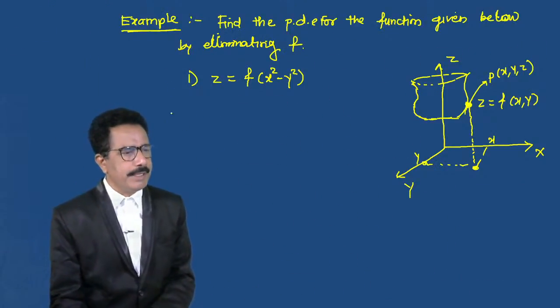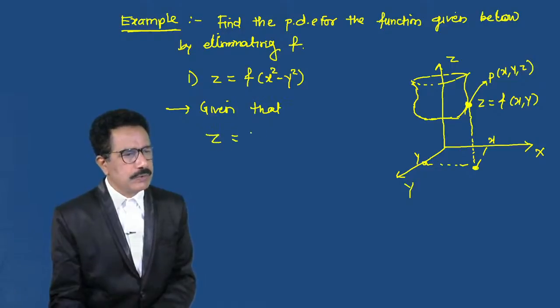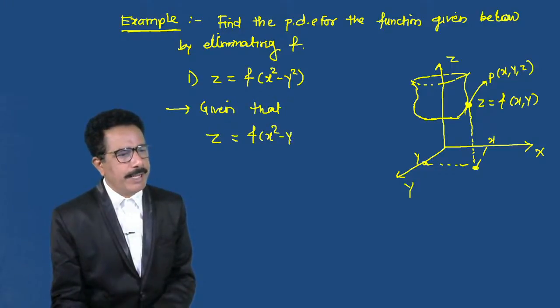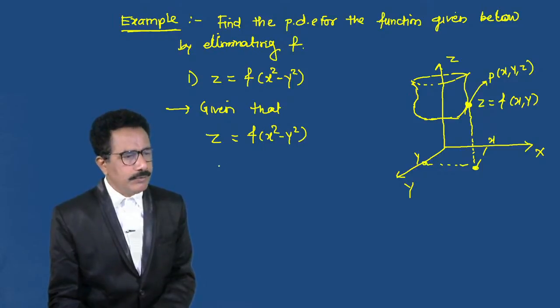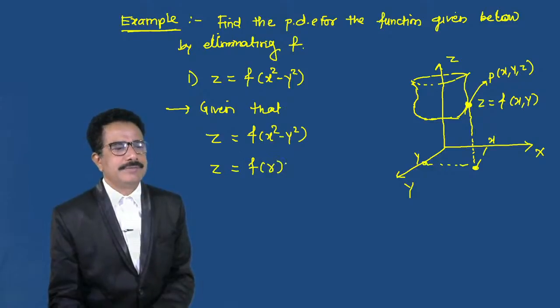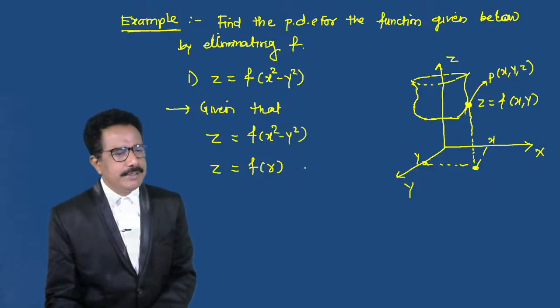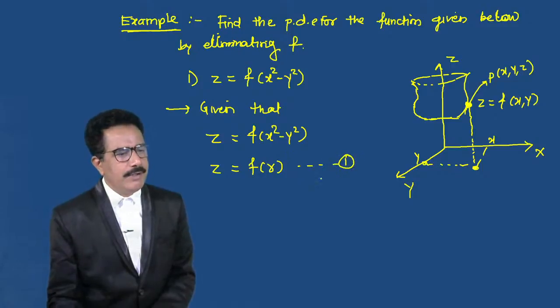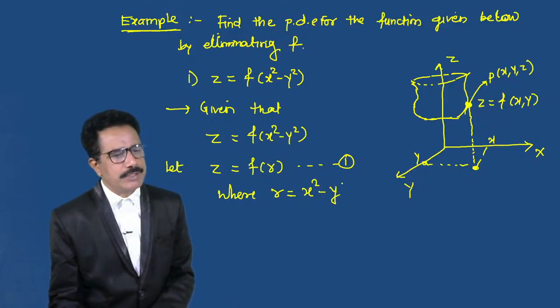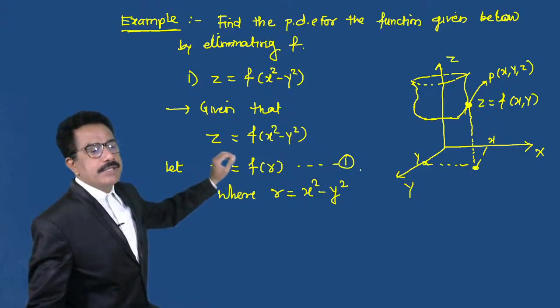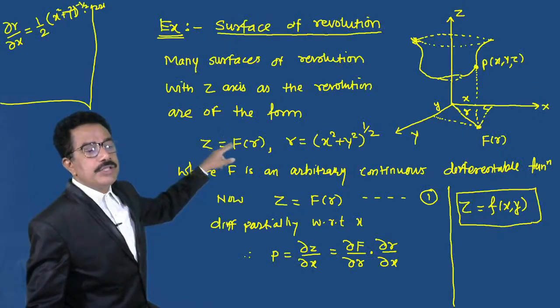In this way, this is an example. Given that z is equal to f of x square minus y square, we can write z is equal to f of r, suppose this is 1, where let r be equal to x square minus y square. Now we have to find out the partial differential equation in this way.